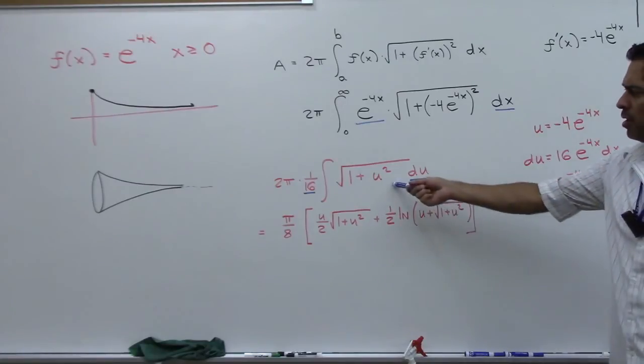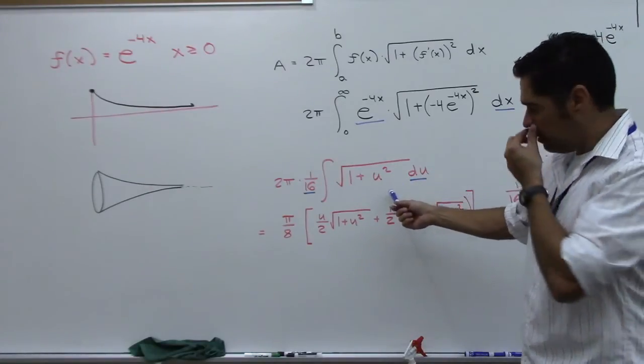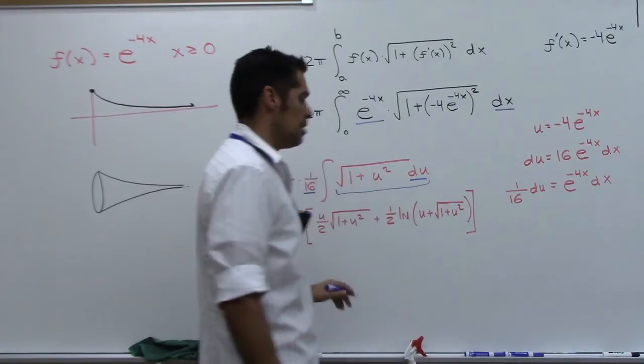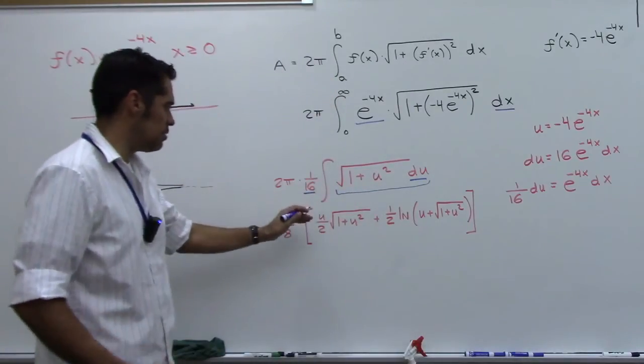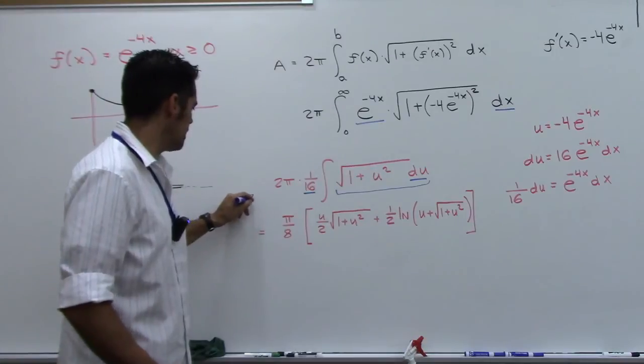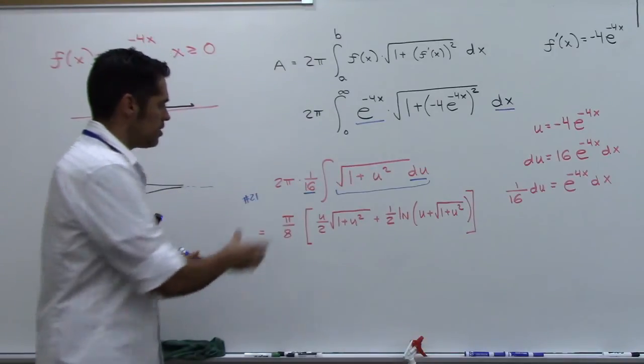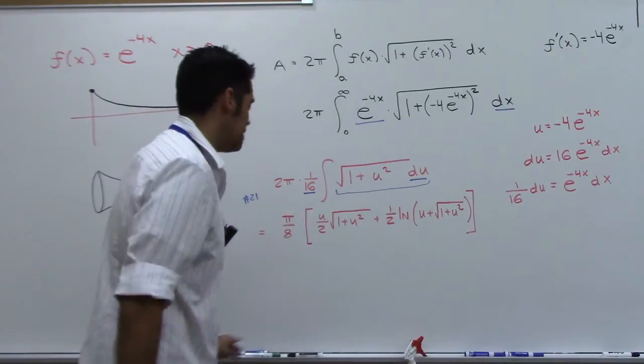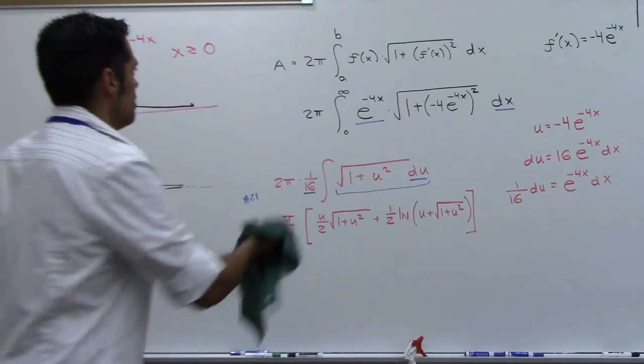Then I go to my book and I look at my formula sheets. Formula number 21 allows me to deal with this right here. So from here to here, I've taken the antiderivative using formula 21. And I've also put these two together to get pi over 8. And so I was kind of out of space, so I'm going to continue this problem now.